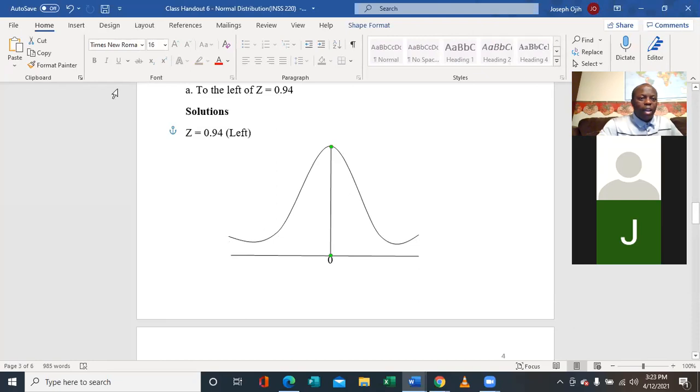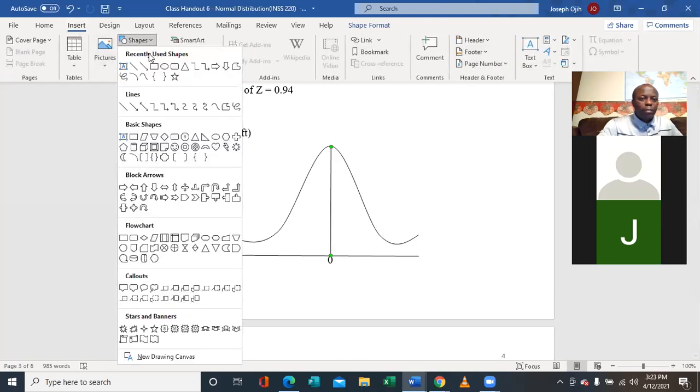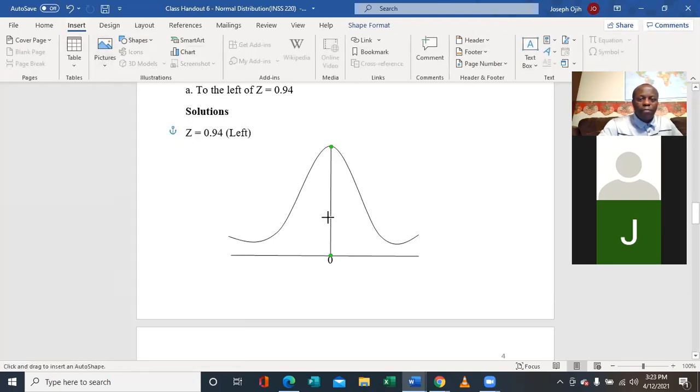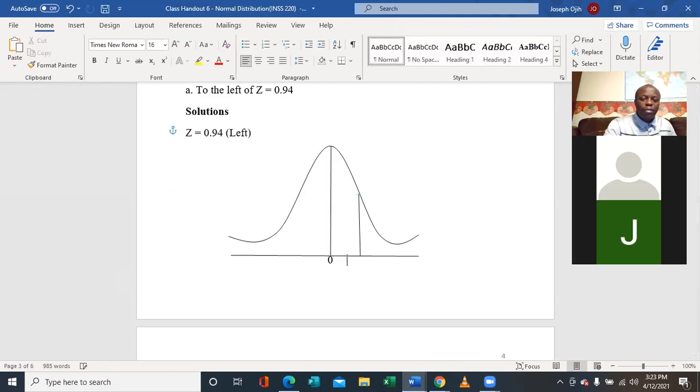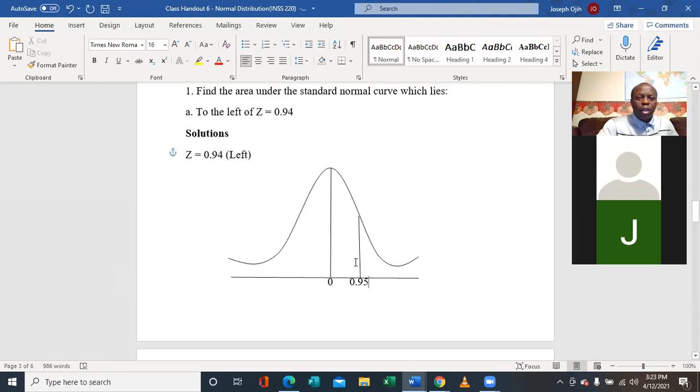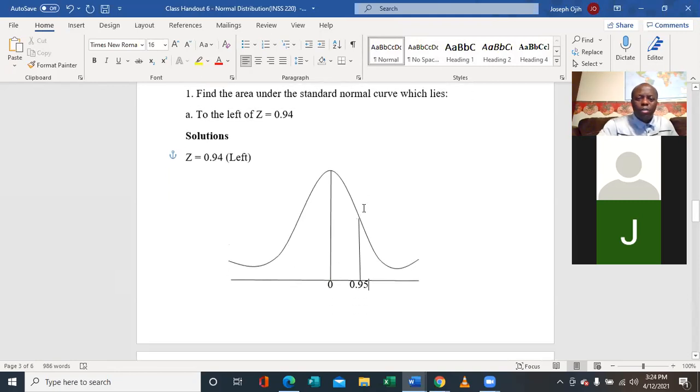Now with that, we have our 0.94. Left side is negative, right side is positive. Negative means it's on the left side, not that it is a negative value. So I'm gonna put 0.94 anywhere on the right side because it's positive. But we are looking for the area to the left of it, left of 0.94.